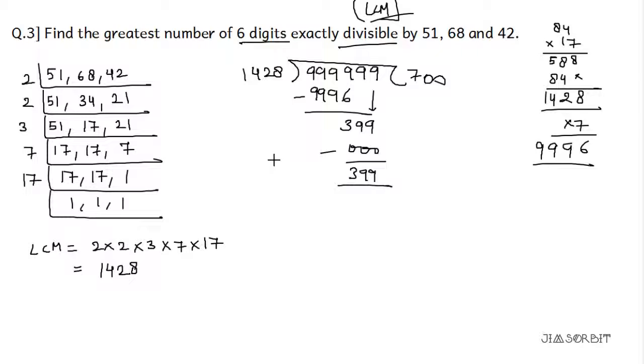If it was not here, we would have got a number completely divisible by 1428. So what we have to do is subtract this. We have to subtract 399. I hope you have understood this. So I'm going to subtract it. Let us write it: the answer divisible by this should not have the extra part. So 999999 minus 399 gives 999600. This is our answer. We got it very easily.